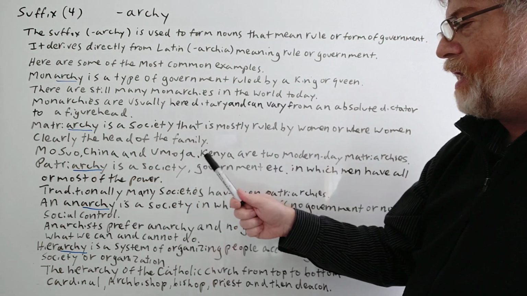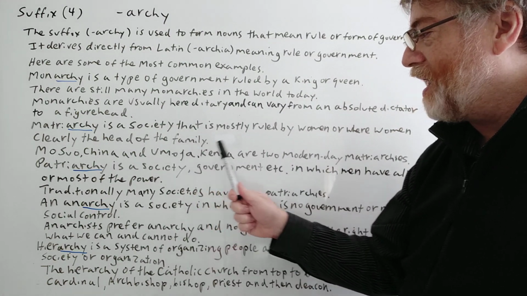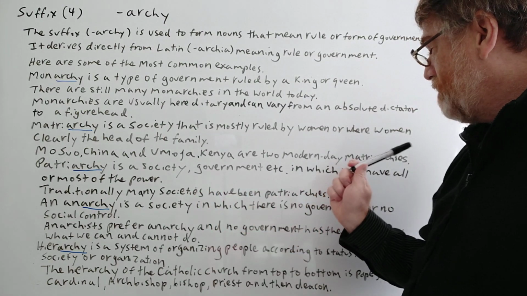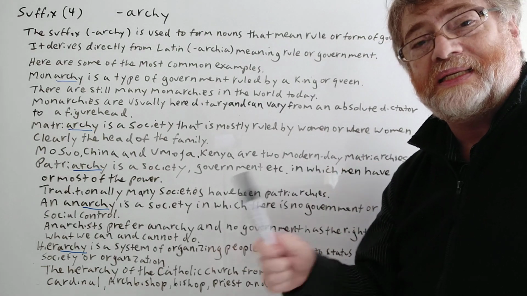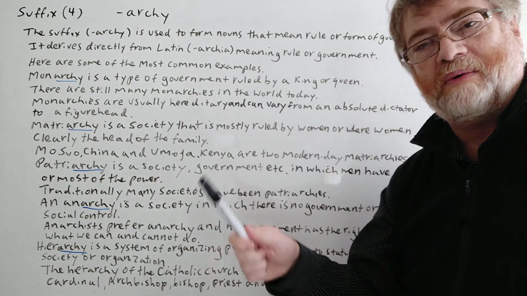We have one example here. Mosuo, China, and Umoja, Kenya, are two modern-day matriarchies that still exist, where women clearly have more power than men in these societies.